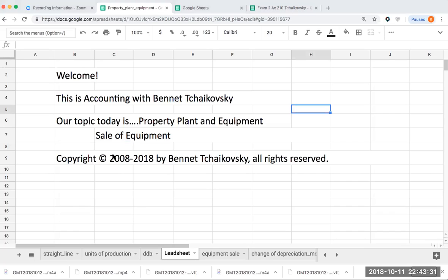Our topic today, again, we're going to continue on here with property, plant, and equipment, and now we're going to be focusing on the sale of equipment.